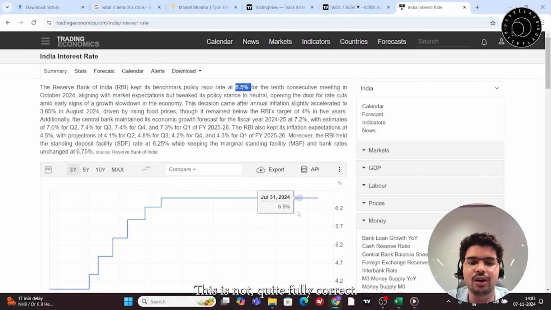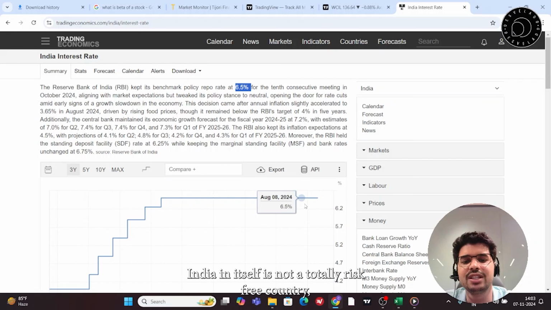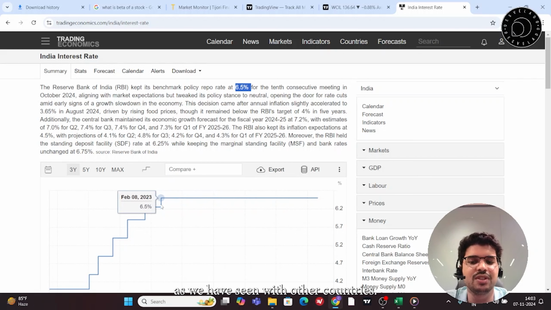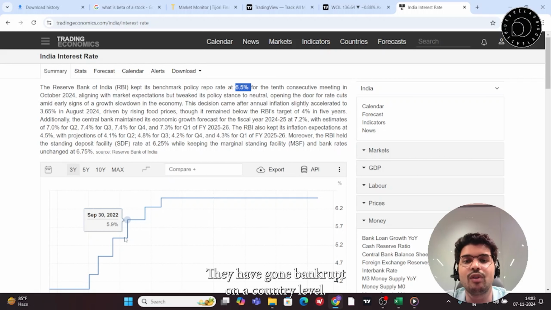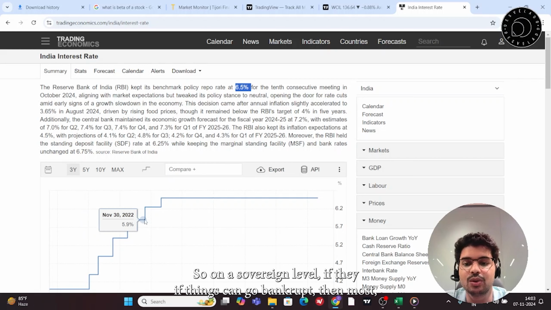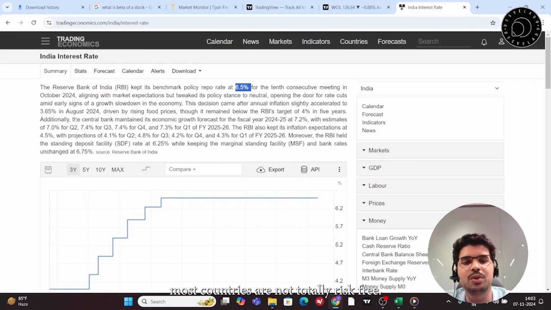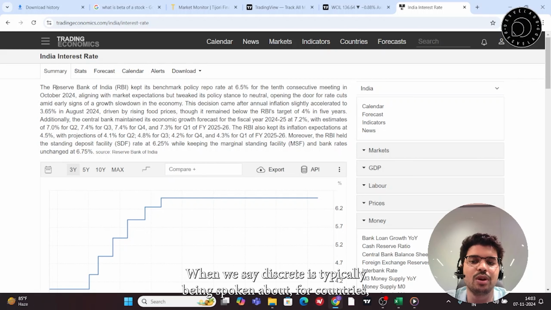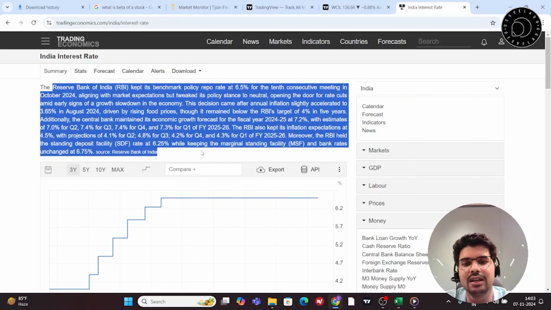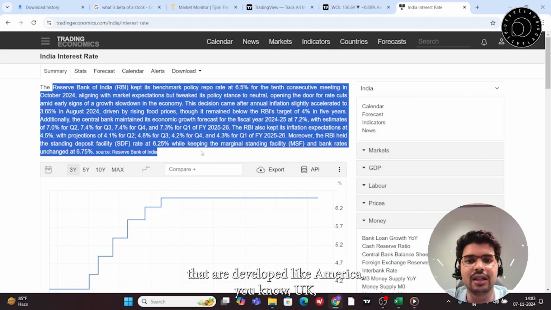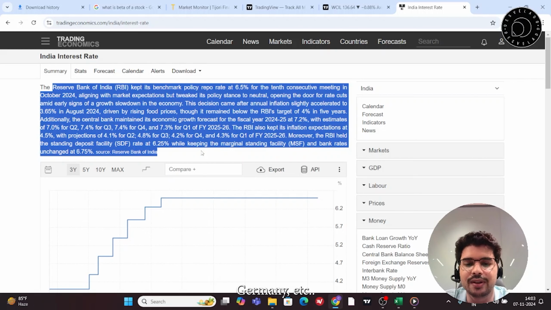This is not quite fully correct, especially for cases like India, because India in itself is not a totally risk-free country. As we have seen with other countries, they have gone bankrupt on a country level. So on a sovereign level, if things can go bankrupt, then most countries are not totally risk-free. When we say risk-free, it is typically being spoken about for countries that are developed, like America, UK, Germany, etc.